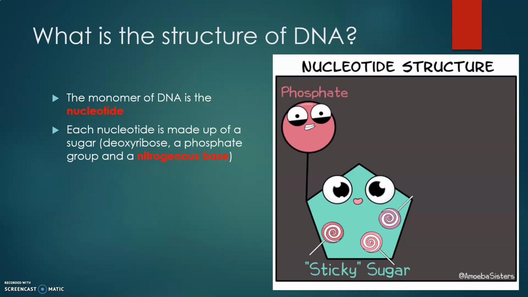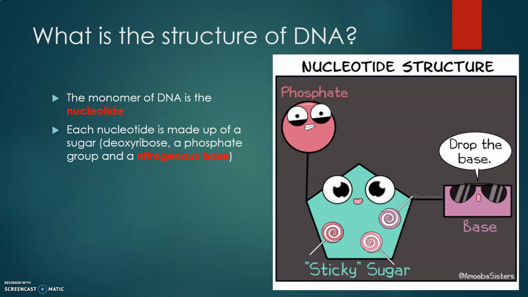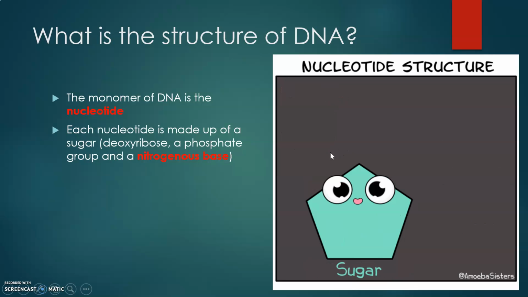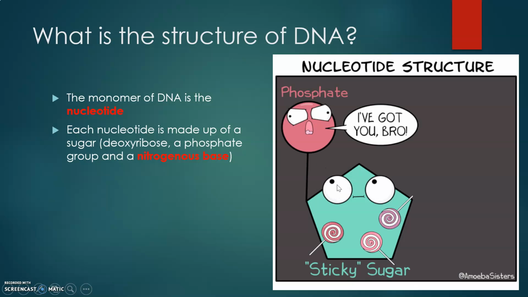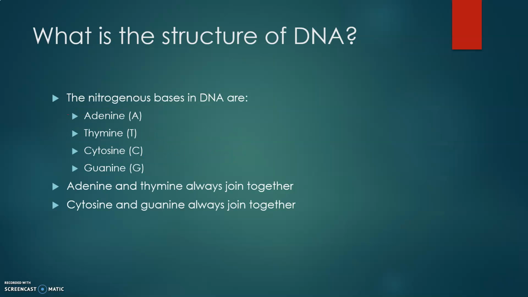So let's look a little bit more here at the nucleotide. So these are, again, the basic building block of a DNA molecule. So DNA is made up of a sugar. So that sugar is deoxyribose, a phosphate group, and a nitrogenous base. So the nitrogenous bases in DNA are adenine, thymine, cytosine, and guanine.